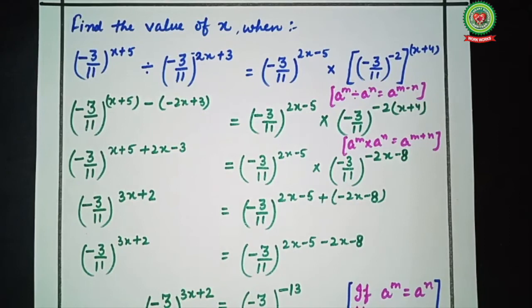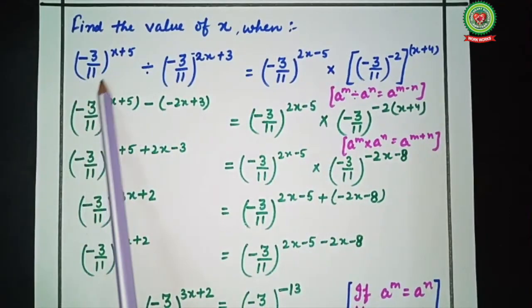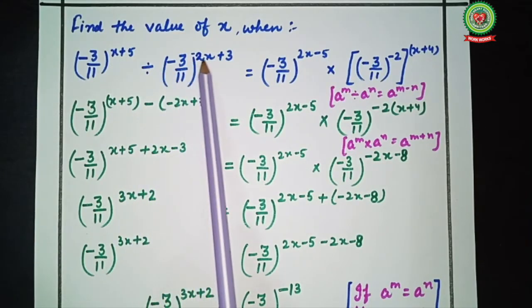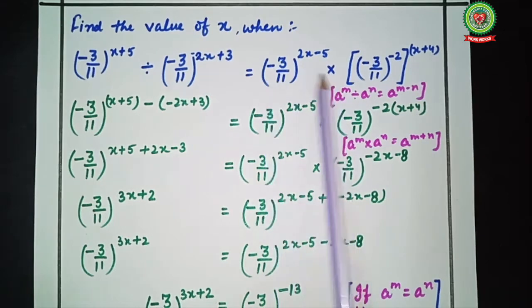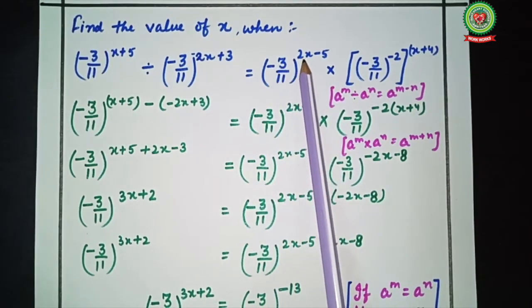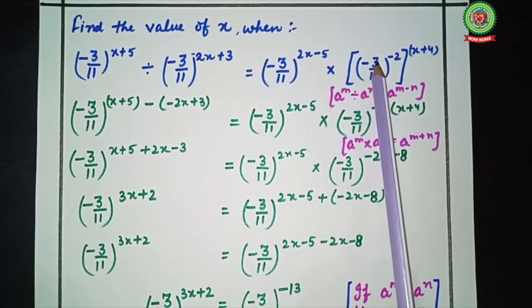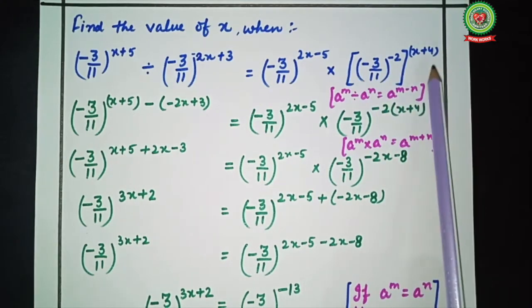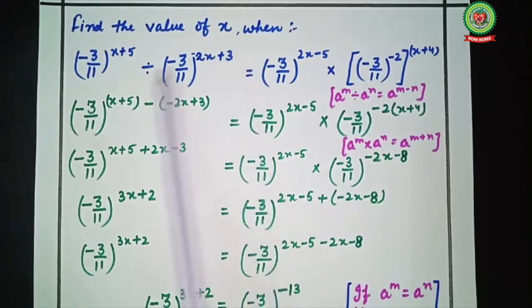Now let's read the statement. Find the value of x when (-3/11)^(x+5) divided by (-3/11)^(-2x+3) is equal to (-3/11)^(2x-5) into (-3/11)^(-2(x+4)). Now we have to find the value of x by the given statement, right?